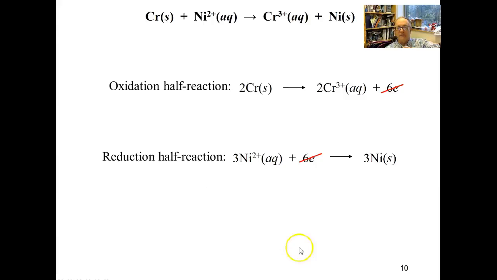As we add them together, we wind up with a final molecular equation, the balanced redox equation: 3 nickel 2+ and 2 chromium solid react to make 3 nickel solid plus 2 chromium 3+. We've got 3 nickel on the left, 3 nickel on the right, 2 chromium on the left, 2 chromium on the right. So all of our atoms balance, like always before, but the charge is also balanced. 3 times +2 on the reactant side is +6. 2 times +3 is +6 on the product side. So we're charge balanced, and that's our balanced redox equation.